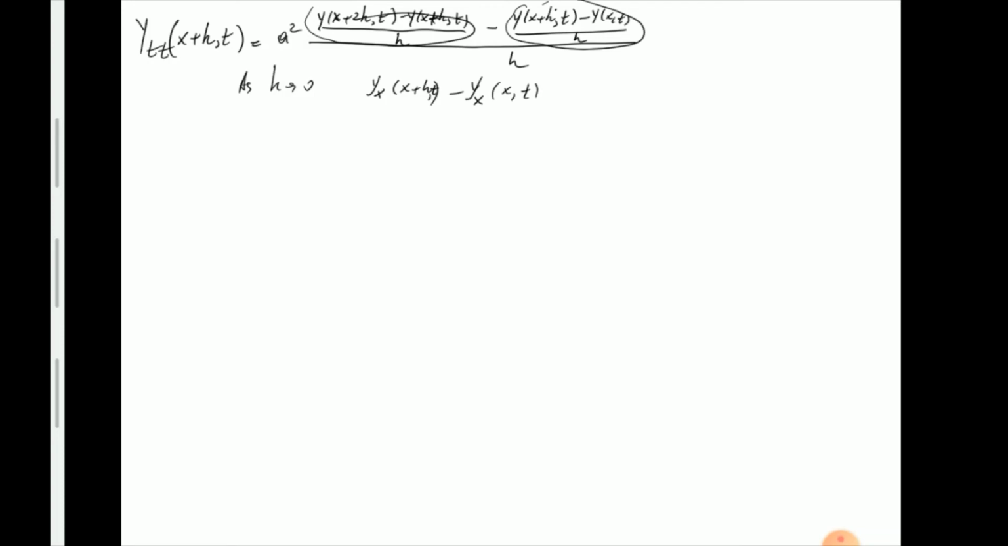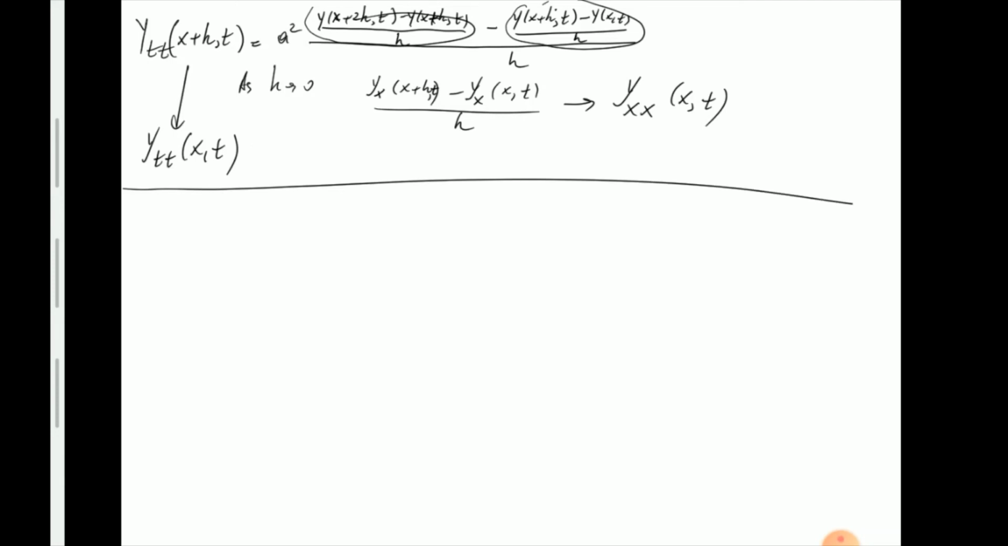These are partial with respect to x. And then if you further divide it by h, that's a difference quotient of the partial x. So basically this will finally approach partial x twice at the point x, t. And then of course on the left hand side, as h goes to 0, this approaches partial y with respect to t twice at the same point.